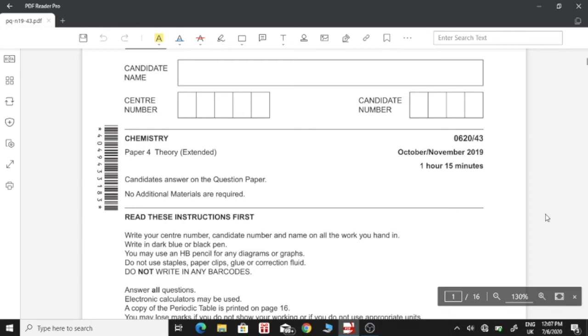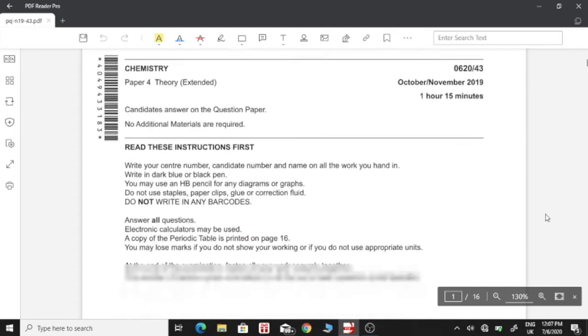This is 0620 Chemistry, Paper 4, variant 3, October-November 2019.